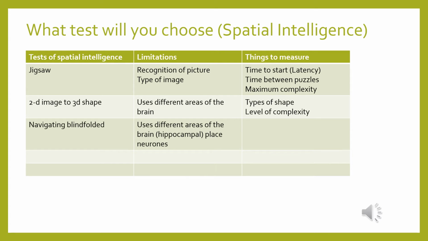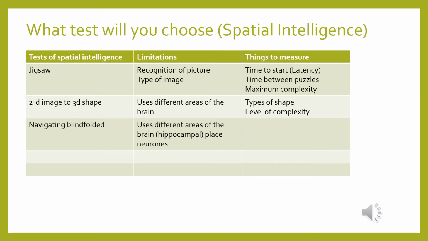But when you look at the different tests, each one has different pitfalls. So for example, one might argue that you could use a jigsaw to measure spatial intelligence, but then you'd have to consider the type of jigsaw. So for example, if the jigsaw is of a picture of a castle, and it just so happens that one of your participants has been to this castle before, they might be using a different part of their brain to solve that image. Furthermore, you also have to consider things like disabilities and individual differences, which we can't unfortunately always take into account.